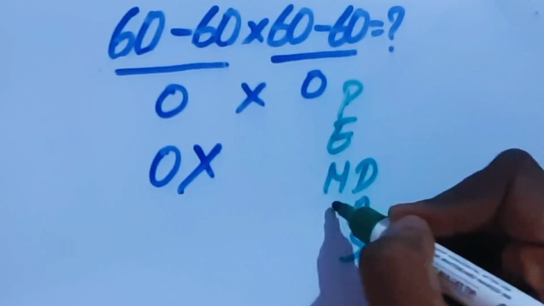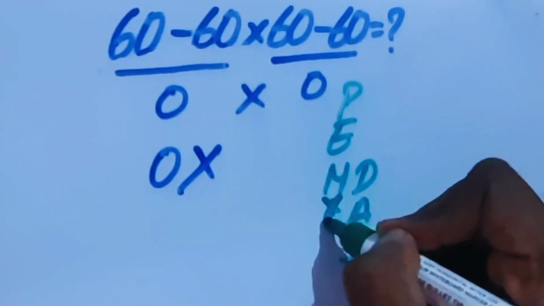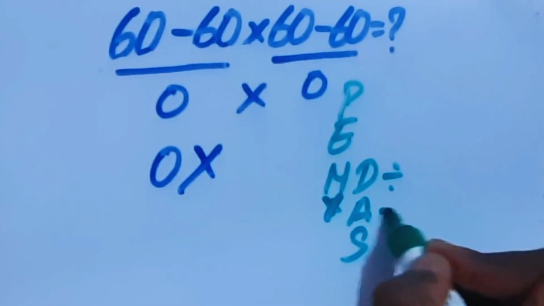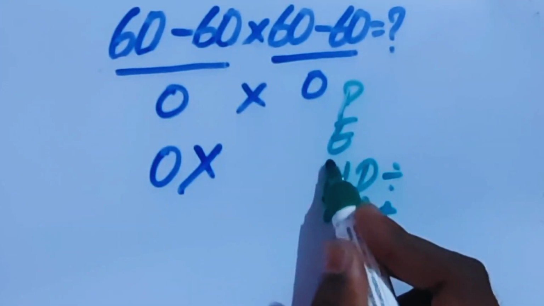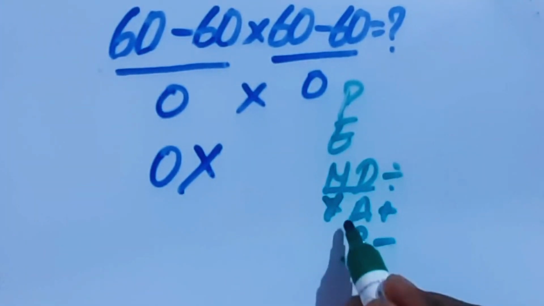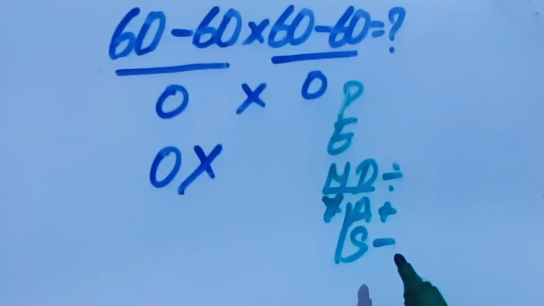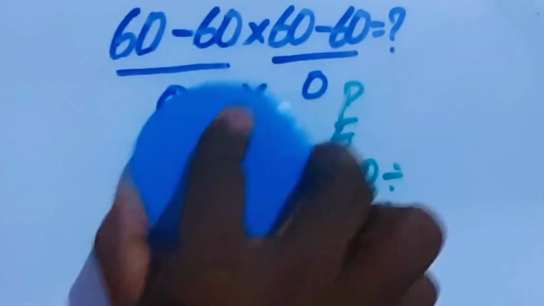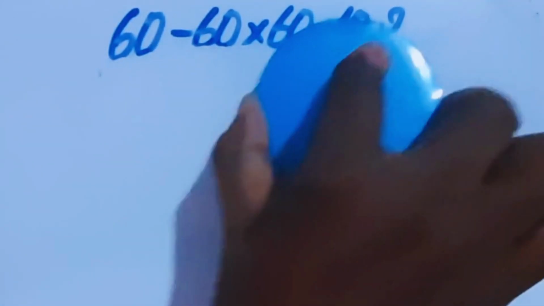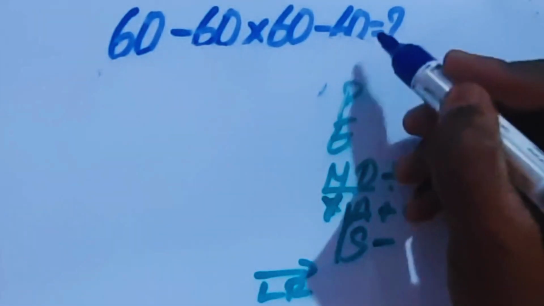here multiplication, division, addition and subtraction. Here multiplication and division are equal priority, addition and subtraction are equal priority. We have to follow this left to right rule in the problem. Now we are going to do this problem in the correct way by using this order of operations.